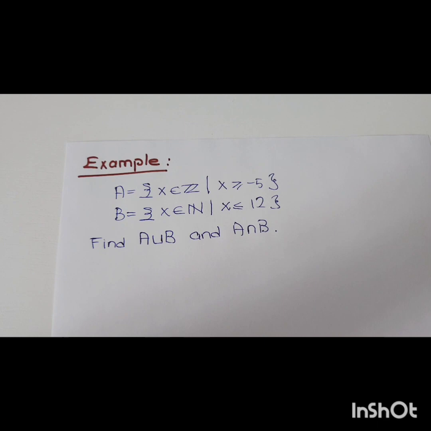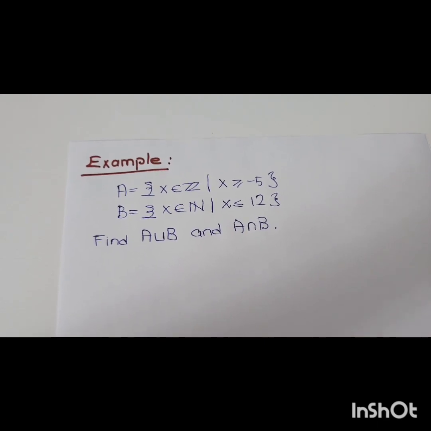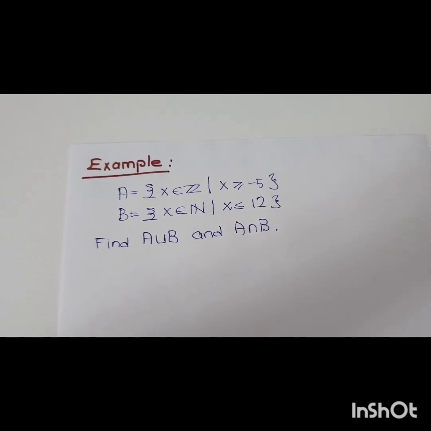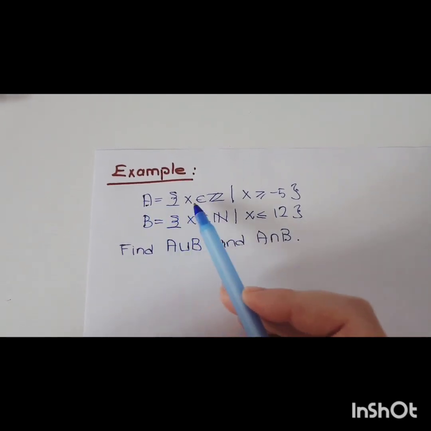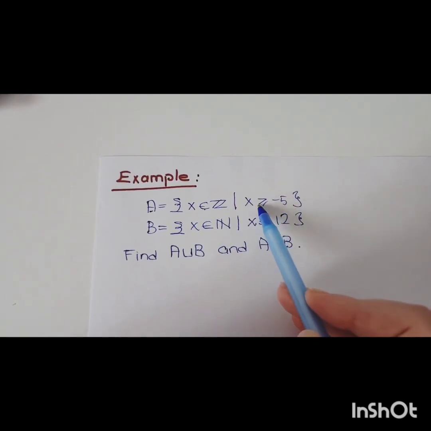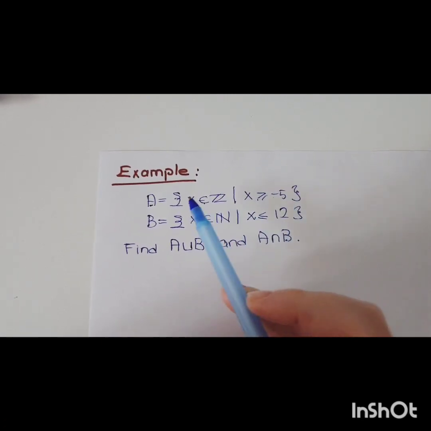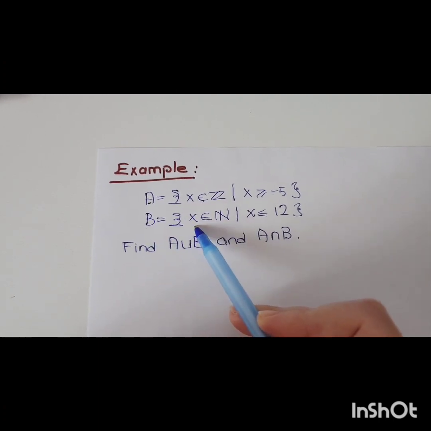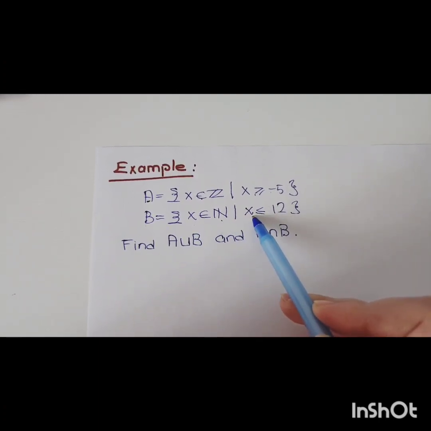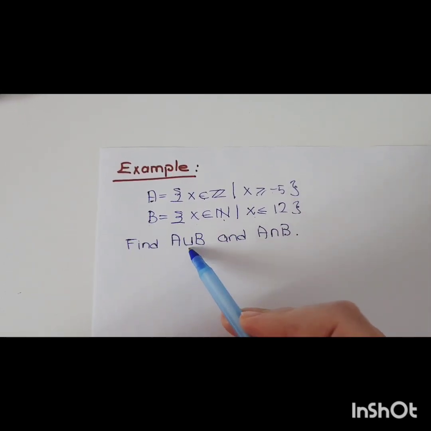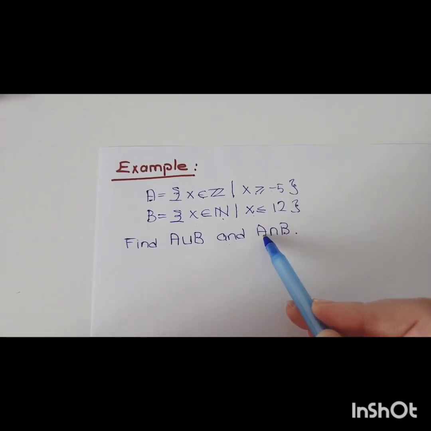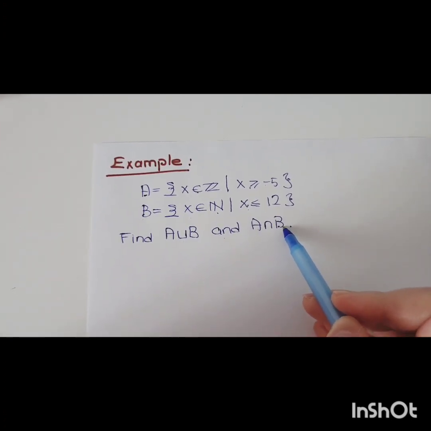Today we are going to study a tricky example that will show us the difference between the union and the intersection of the same sets. Our set A contains integers that are greater or equal than -5. Our set B contains natural numbers that are less or equal than 12. Let's find A union B and A intersection B.